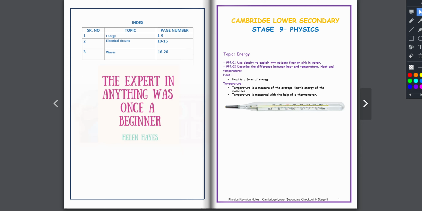Next, temperature is measured with the help of a thermometer. Since temperature is a measurable quantity, you obviously need an instrument to measure it, and this temperature is measured with the help of a thermometer. So the instrument is a thermometer. I'm sure you all must have used a thermometer or seen it at home, in laboratories, etc.